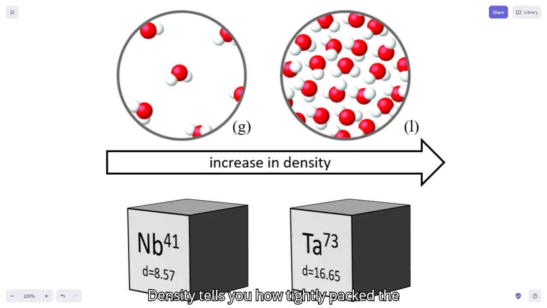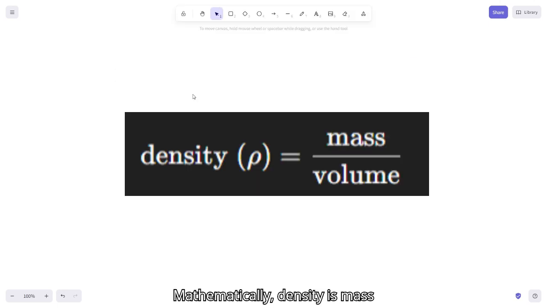Density tells you how tightly packed the mass is inside a given volume. Mathematically, density is mass over volume. The symbol for density is called rho.